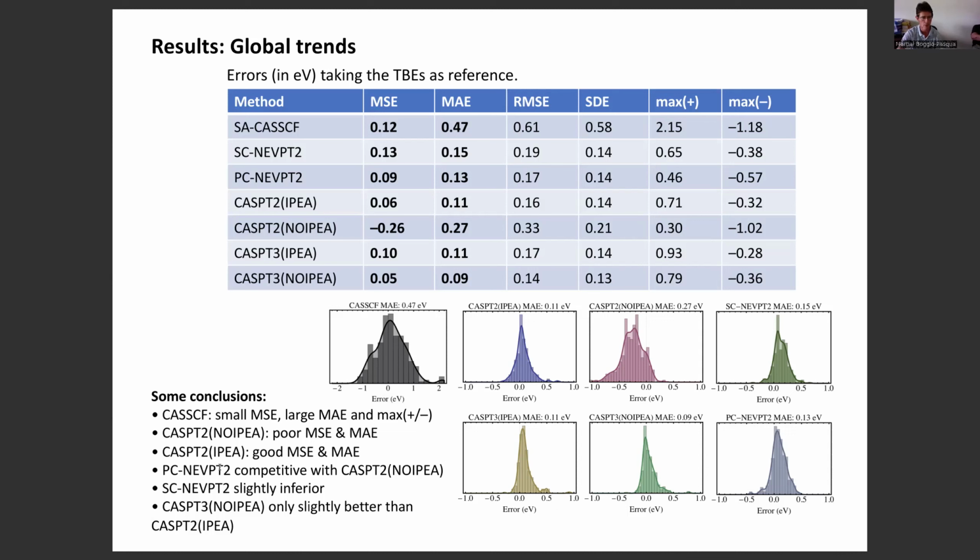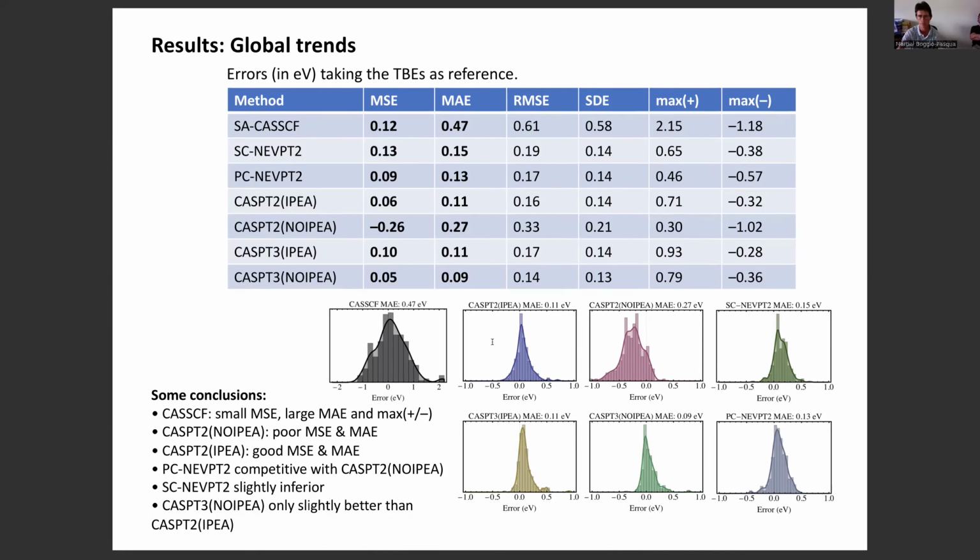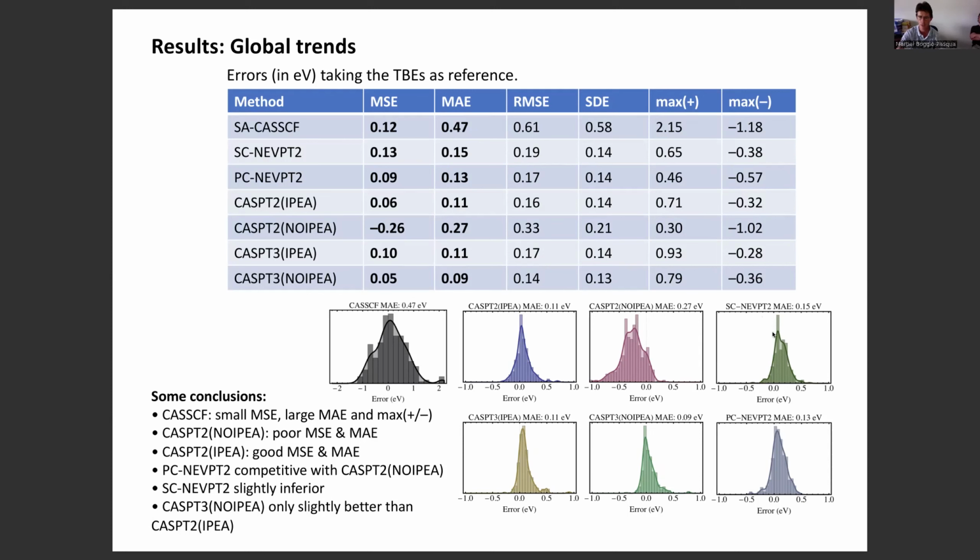If we look now at the NEVPT2 calculations, so the partially contracted NEVPT2 is here. It's rather similar to the CASPT2 with IPEA, maybe a slightly larger distribution, and also the mean signed error is a bit more positive, which means we overestimate a little bit more the vertical transition energy, but it's quite competitive with CASPT2. In the strongly contracted version, it's a bit inferior in terms of results. The average error increases slightly, but it's still also quite nice.